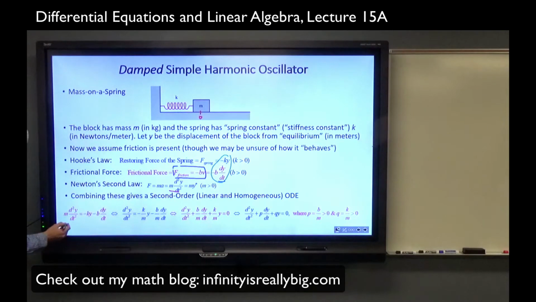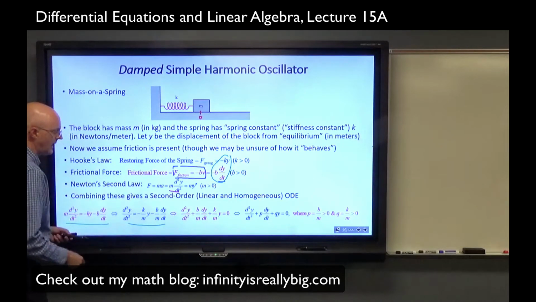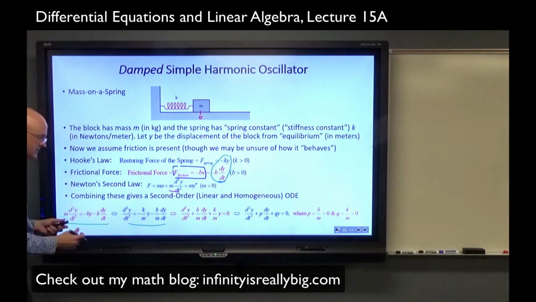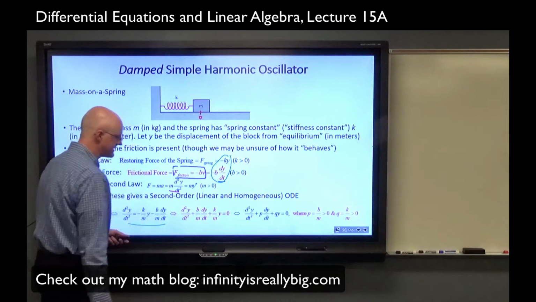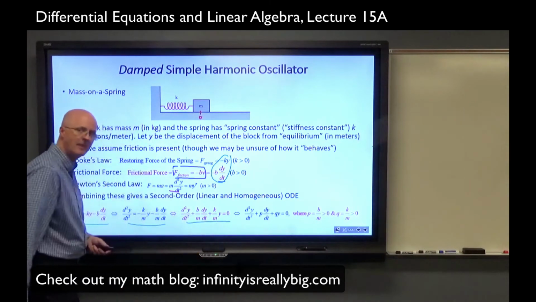Here's the first form of the differential equation. This is ma equals restoring force plus frictional force, but because they both have negative signs, you see minus signs in there. We can write this in different equivalent forms. We'll divide both sides by m, that gets us here. Then we can add k over m times y and b over m times dy dt to both sides to cancel on the right, to get a 0 on the right, and to get the same terms with positive signs over here on the left.